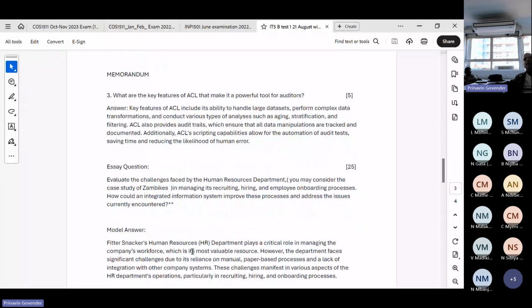That should give you that one there. The next one was: evaluate the challenges faced by the Human Capital Resources Department. You may consider the case of Zambice in managing its recruiting, hiring, and employee onboarding processes. How could an integrated information system improve these processes and address the issues currently encountered? This is a broad topic, human capital services. My module descriptor tells me I have to do human resources, but now it's called human capital services. So I have to include a question on human capital services or HR, and integrate that with SAP.